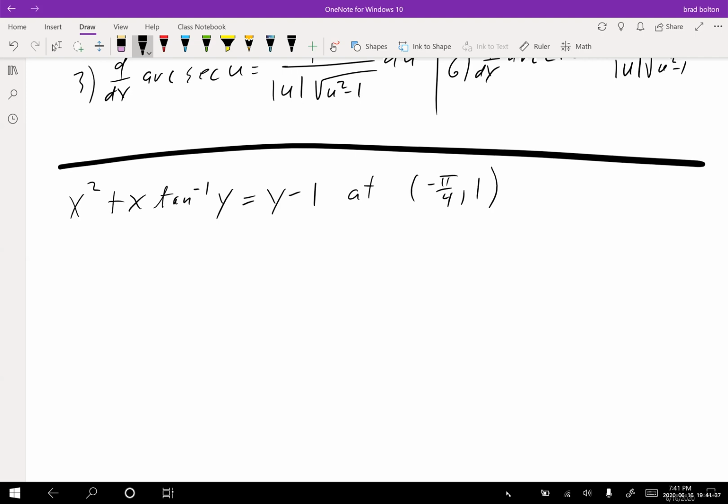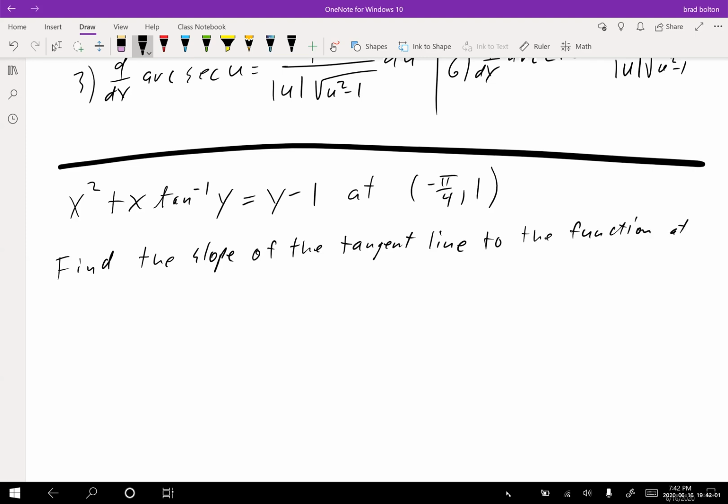Okay, so I'm going to ask you to find the slope. This might be one in the homework as well. Find the slope of the tangent line to the function at the given point.